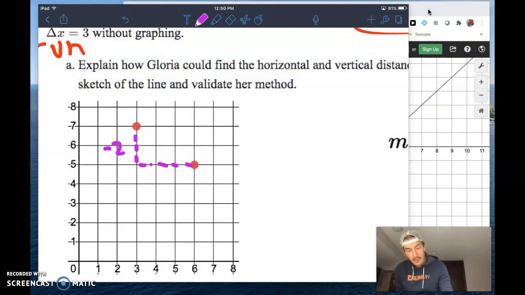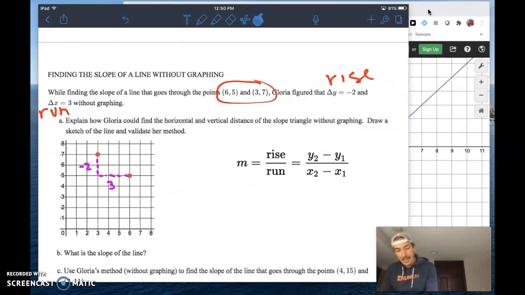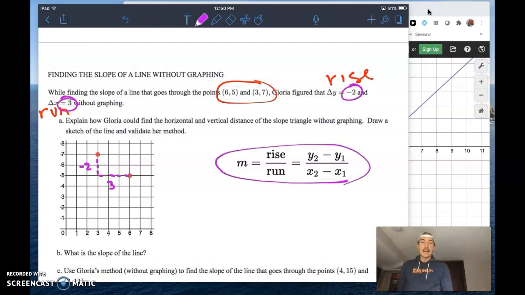That is a rise of -2. That is a run of 3. Now look at this. That's exactly what Gloria thought when she started and set out, right? So she can figure that slope out. And you've probably seen this before, but this is exactly what she could use. She could take the x1 and y1 from right here. She could take the x2 and y2 from right here, and she can plug these things in.